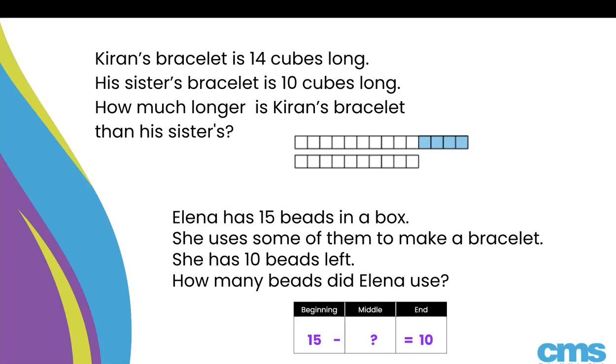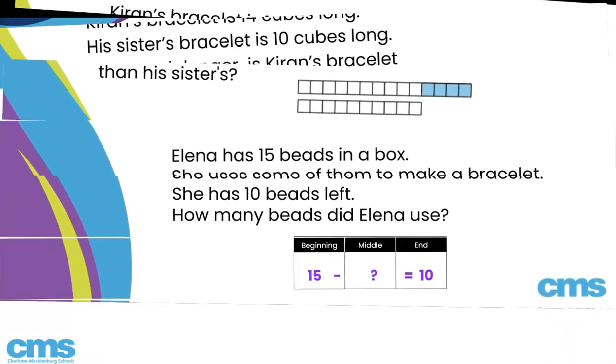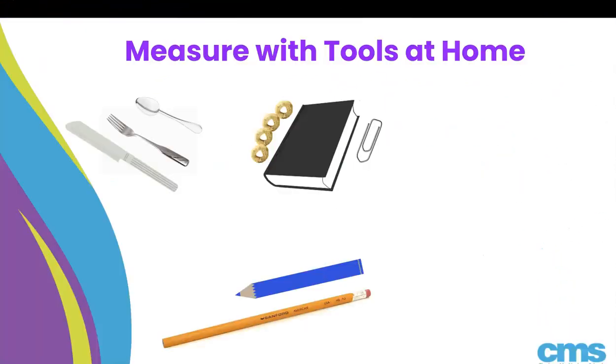Some students may use math tools like cubes, 10 frames, or a 100 chart to solve. Some might decide to draw a picture instead. So what can you do at home to help? You can compare objects like pencils, silverware, toothbrushes. You can measure with items around the house like cereal or paper clips.